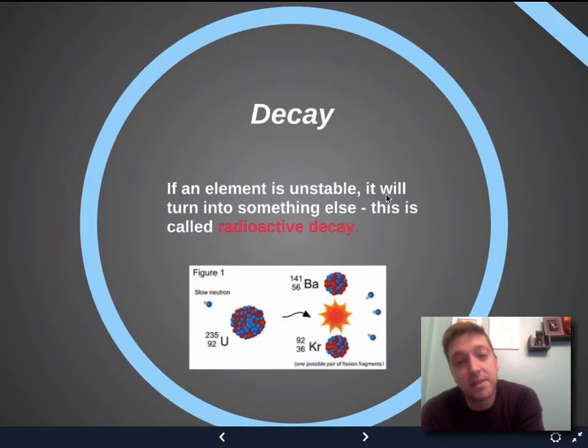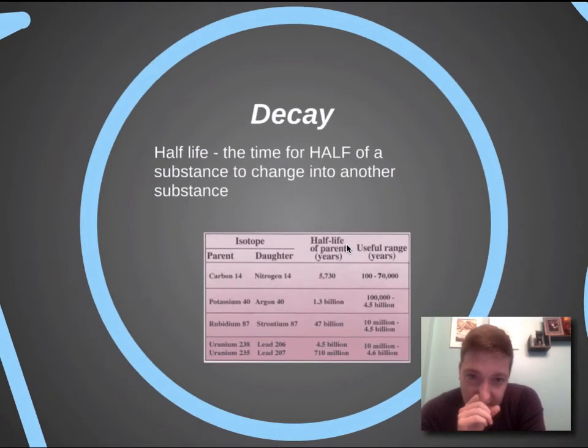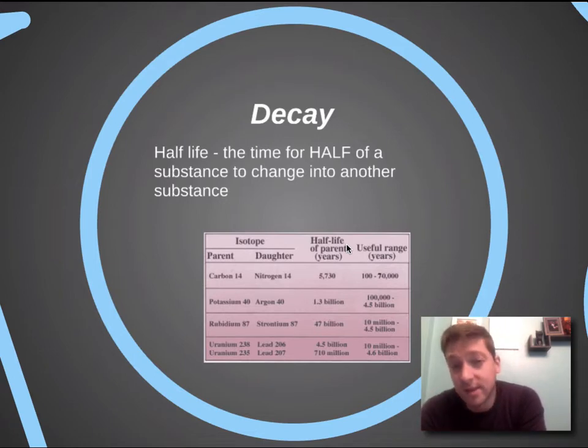But if an element is unstable, it will decay into something else. So we call that radioactive decay. Radiation can also damage the human body. But that's for another day to talk about. So different elements have different lengths of time that they decay, different rates of decay.